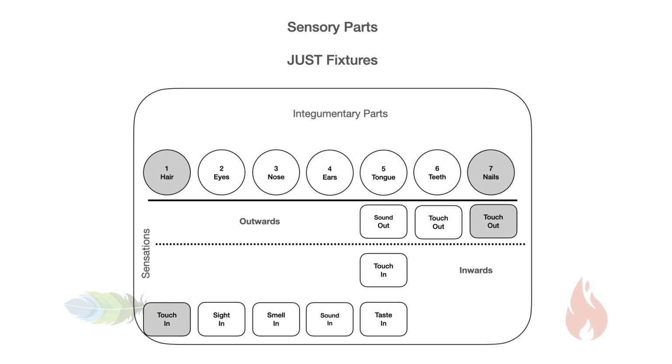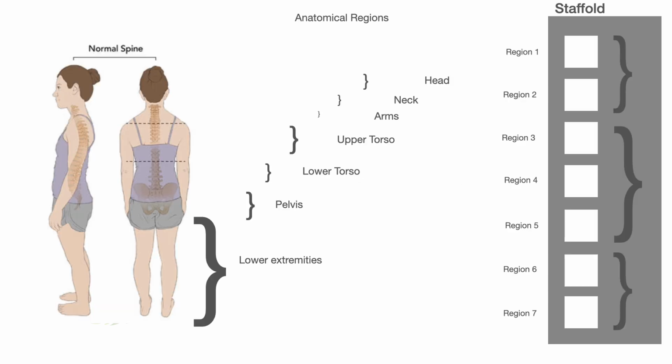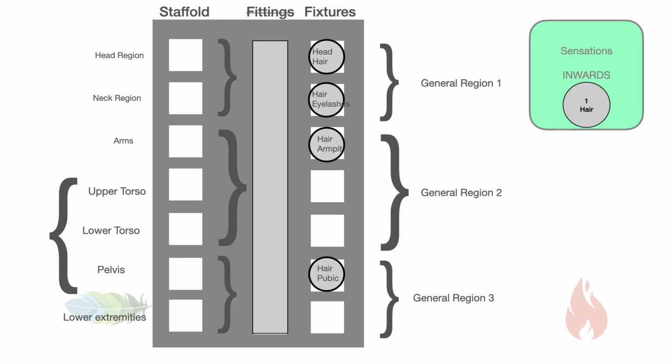All right, so like I mentioned, we're gonna hang with the scaffold here, and we're just gonna keep it pretty mellow with just 2 of these sensory parts, both having to do with touch. One is going one direction and one is going the other direction. All right, so we've got our anatomical regions. And so we have sensations inwards. Okay, so hair is the one we're doing.